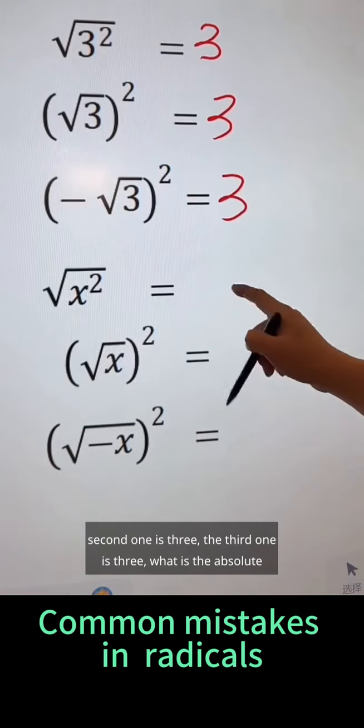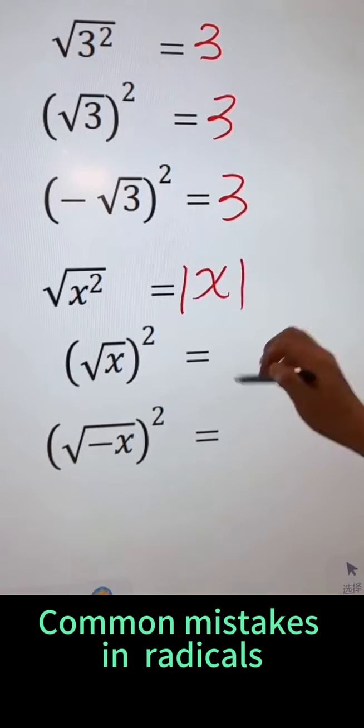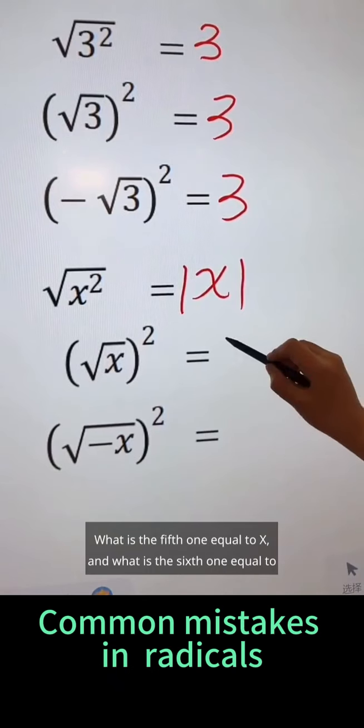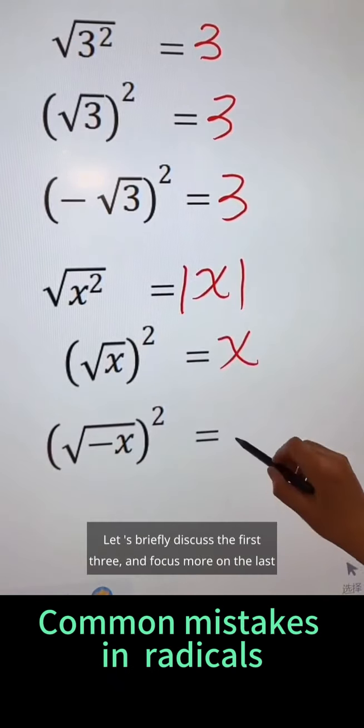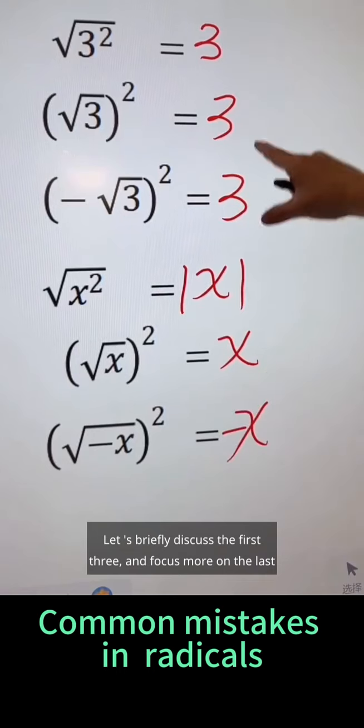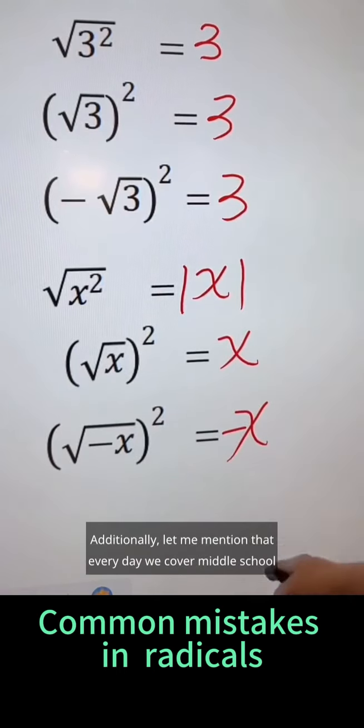What is the absolute value of x for the fourth one? What is the fifth one equal to x? And what is the sixth one equal to negative x? Okay, let's briefly discuss the first 3 and focus more on the last 3.